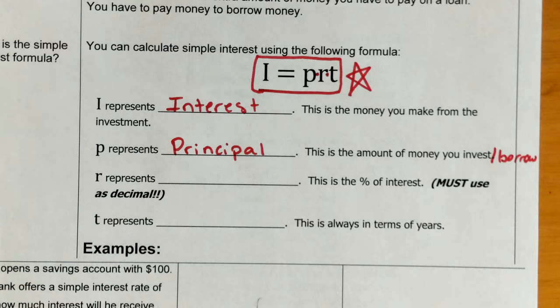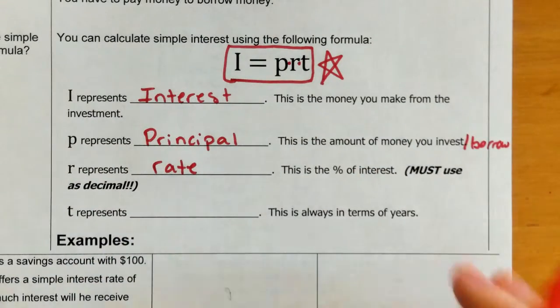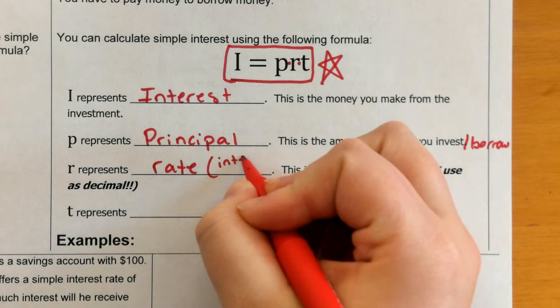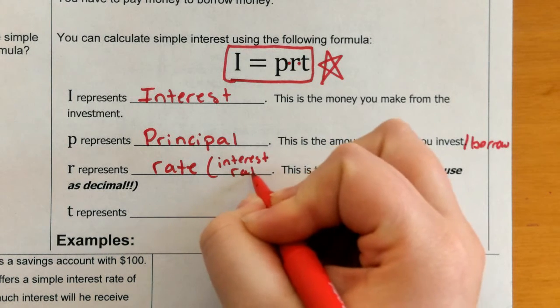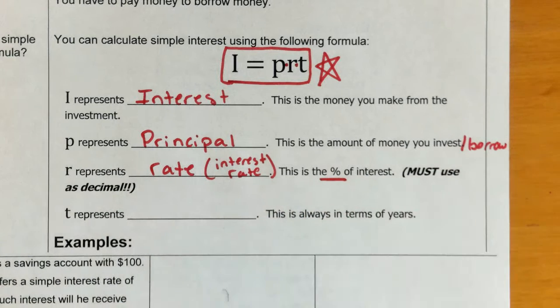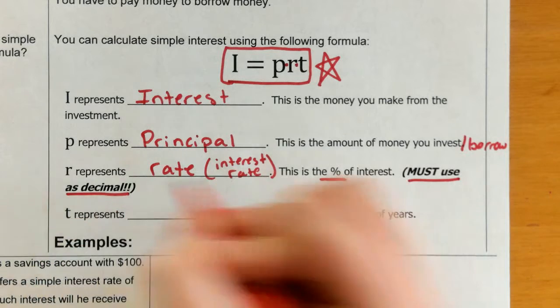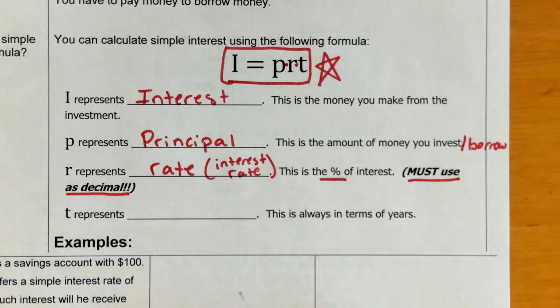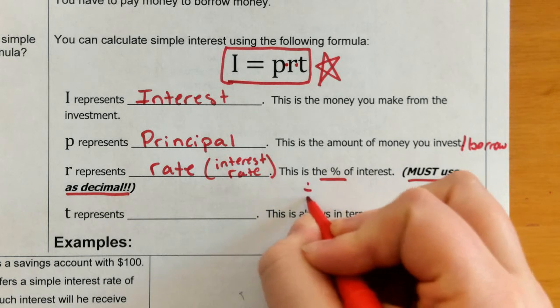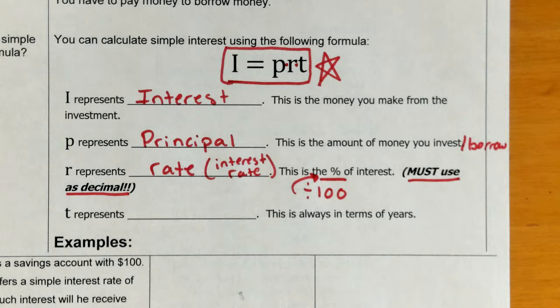R represents our rate. With all of these questions, since we're talking about interest, it's going to be an interest rate. And so the only tricky part with R is that they're going to give you a percentage. What we need to do, however, is we need to turn that percentage into a decimal. So whatever number they give us here, we're going to have to divide that by 100 to turn it into a decimal before we go and plug that into our formula.